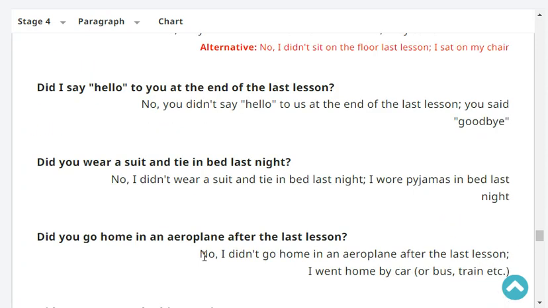Reggie, did you wear a suit and tie in bed last night? No, I didn't wear a suit and tie in bed last night. I wore pajamas in bed last night.